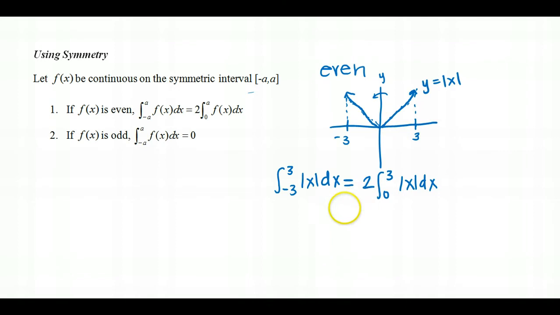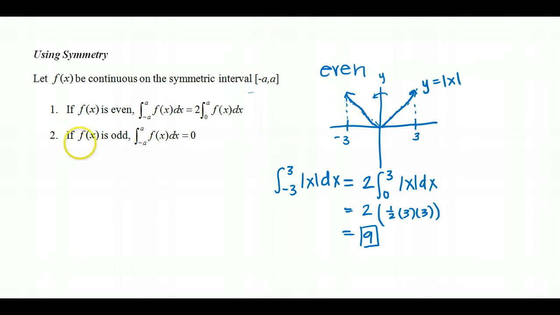So we're going to have 2 times, well, the base here is 3 and the height here is 3. So 2 times the area of a triangle with 1/2 base 3 and height 3. Well, the 2 and the 1/2 will cancel and I will get exactly 9 as the integral I was originally trying to evaluate that had this symmetric interval and it was an even function. So an even function is reflected over the y-axis and it lands exactly on top of itself.